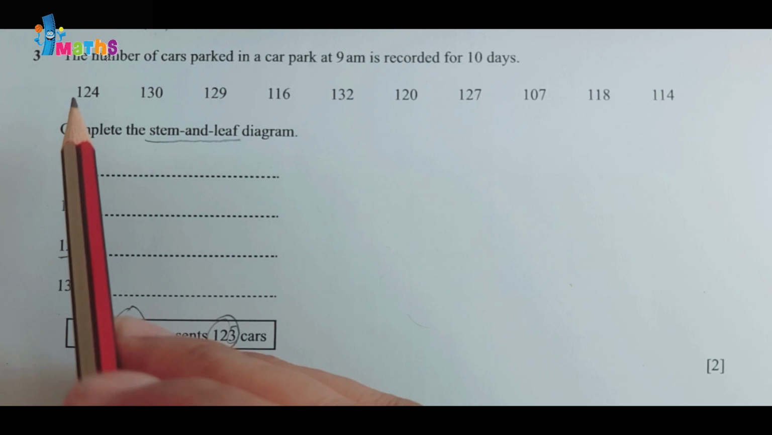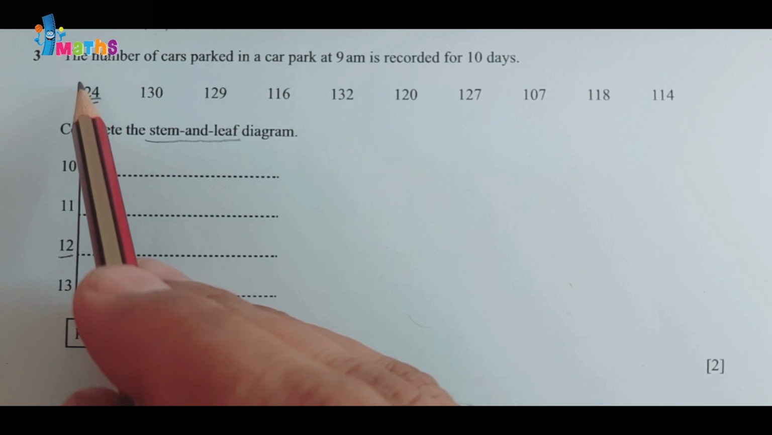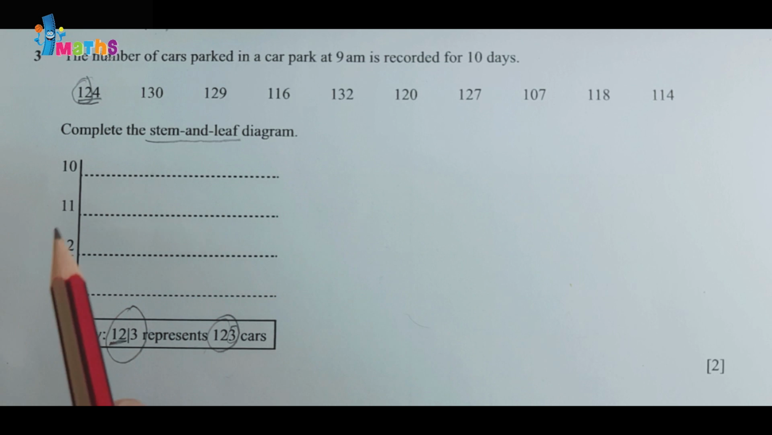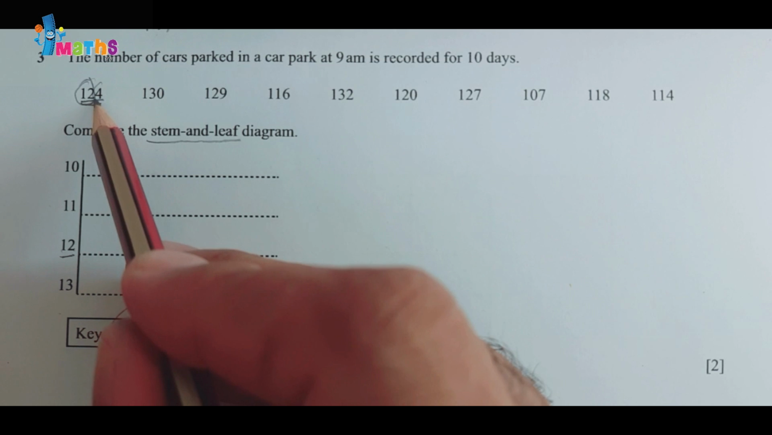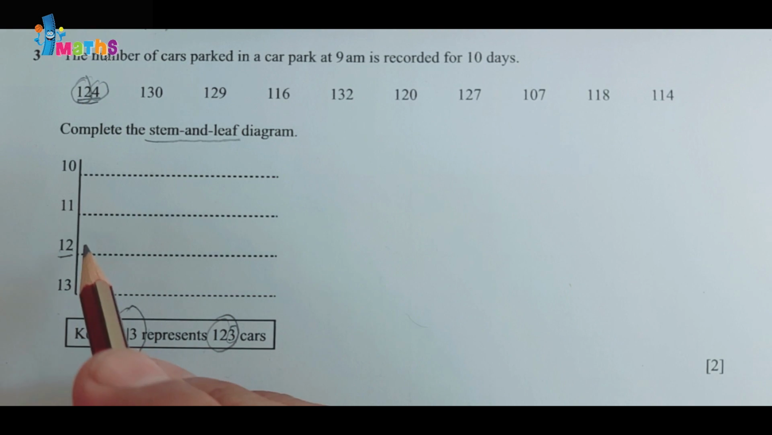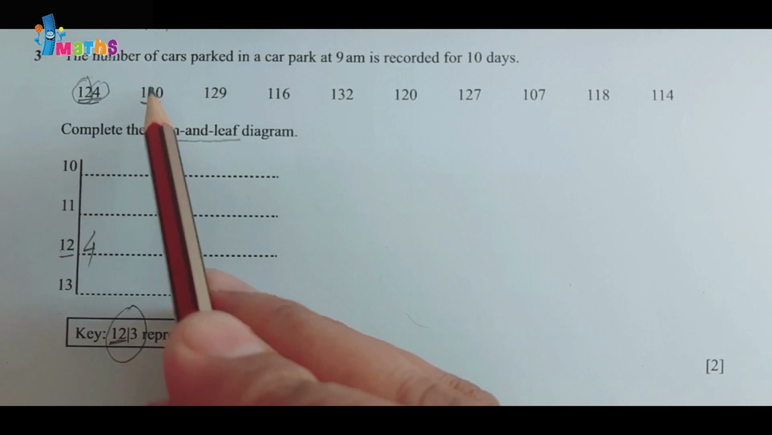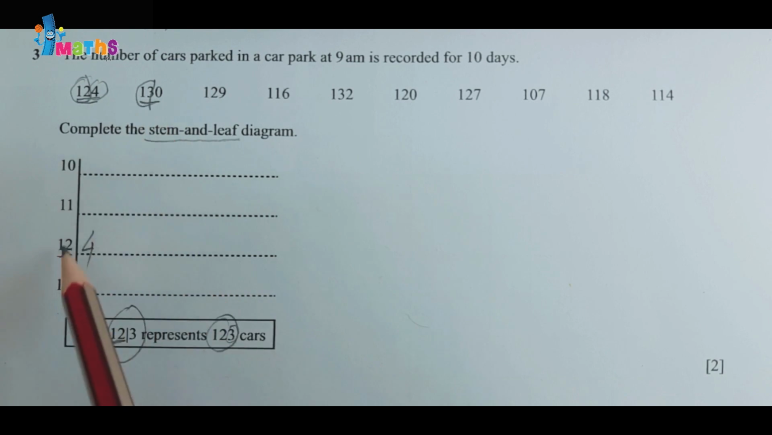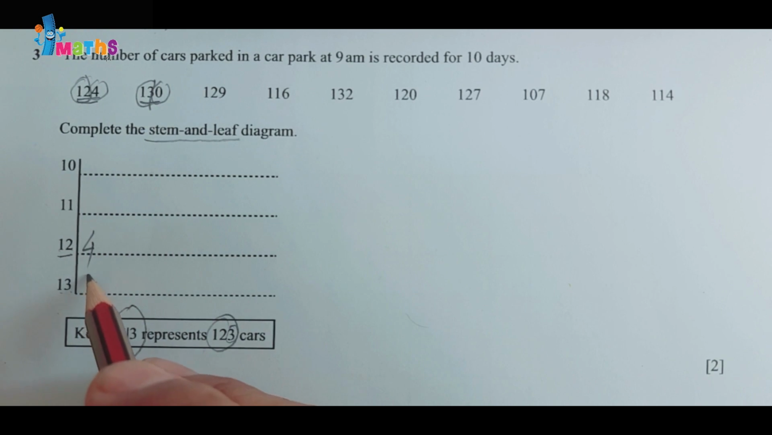We will start from the first number, which is provided as 124. The first 2 digits are 12, so we'll go to the stem 12 and write the 3rd digit, which is 4. You just have to copy, nothing else. Now the next number provided is 130. Similarly, we check the first 2 digits, 13, and the 3rd digit is 0, so we copy here 0.